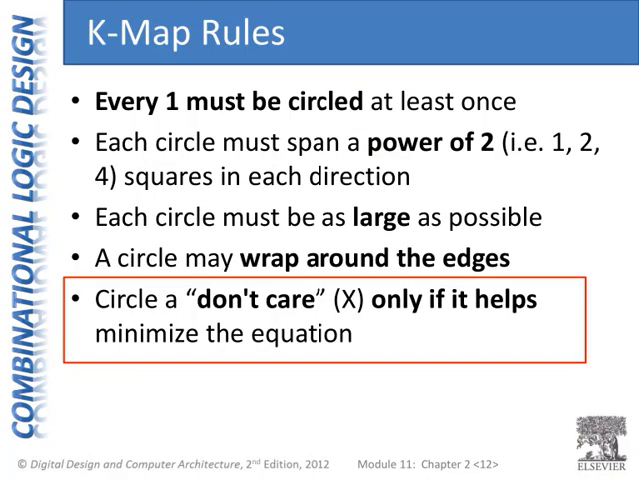Okay, so now let's look at the last rule for K-maps, which is circle a don't care, an output that could be 1 or a 0. Doesn't matter which, it can't be both, but we don't care if it's 1 or 0. Circle that don't care if it helps, but only if it helps minimize the equation. So what does it mean to minimize the equation in terms of K-maps? Well, we minimize an equation by making the circles larger. The larger my circle, the fewer terms I have to include in that prime implicant.